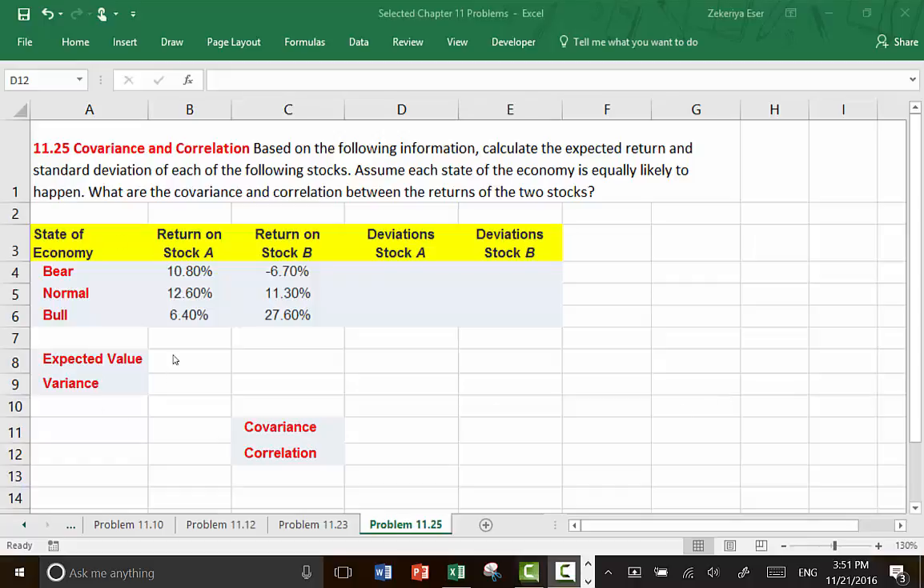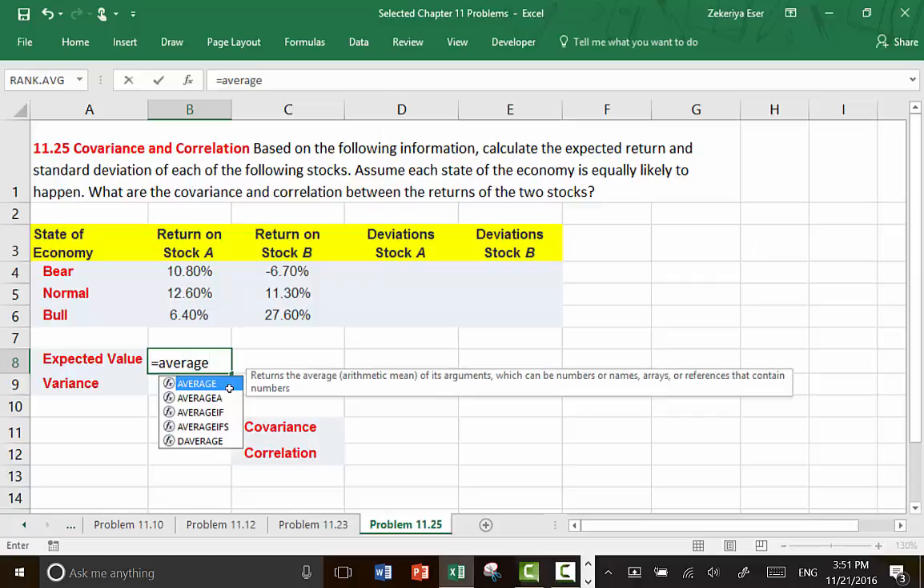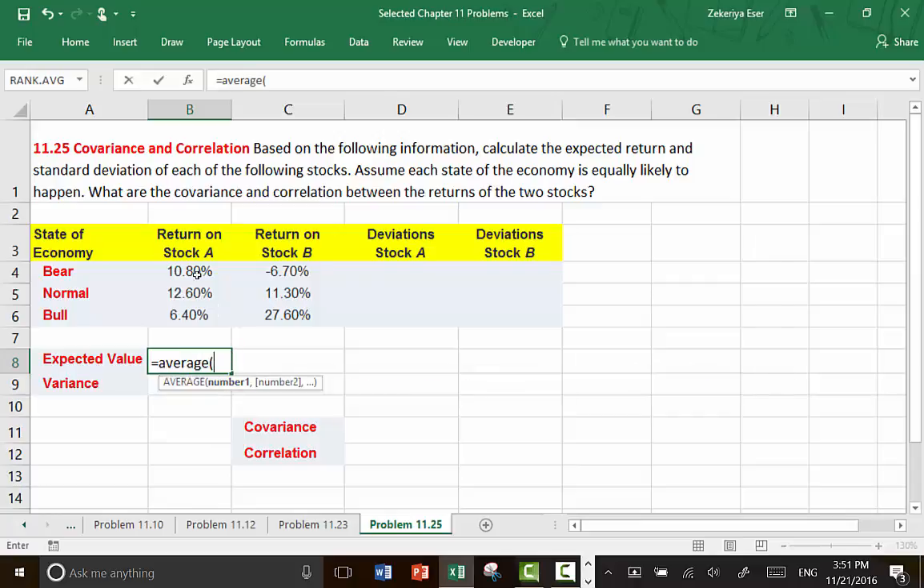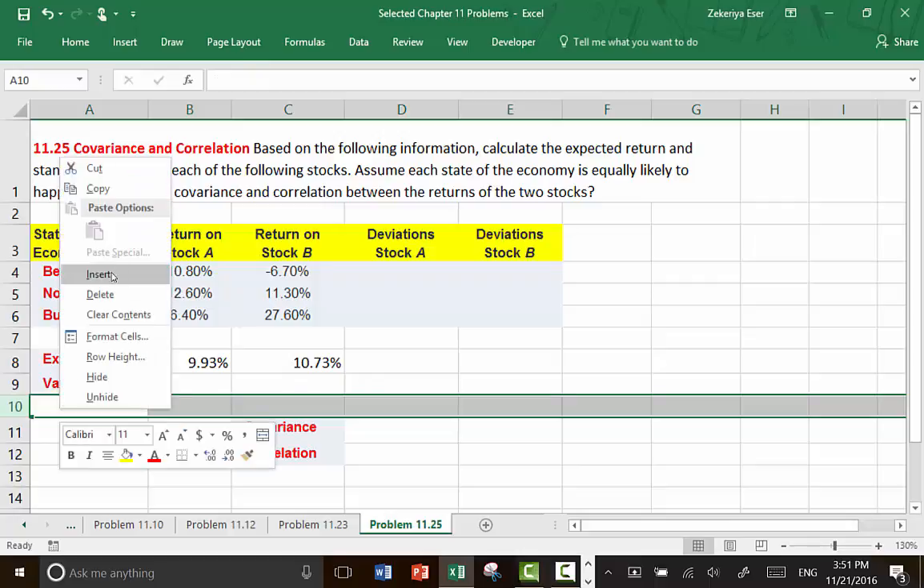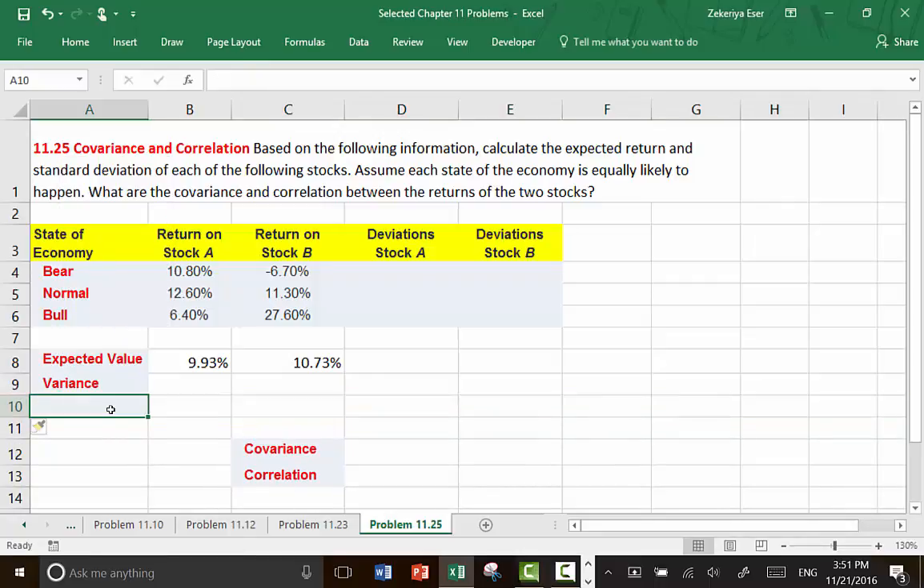First, let's calculate the expected values. Since we know that each state is equally likely, expected return is simply the average of returns in each case. Same thing for stock B. To calculate the standard deviation, let's insert another one here.